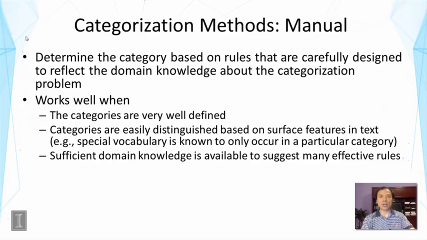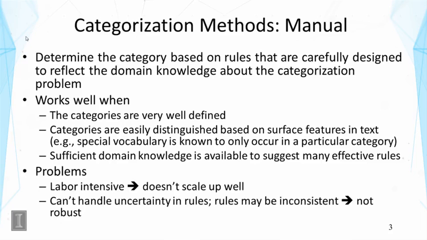Secondly, the categories have to be easily distinguished based on surface features in text. So that means superficial features like keywords or punctuations or whatever you can easily identify in text data. For example, if there is some special vocabulary that is known to only occur in a particular category, that would be most effective because we can easily use such a vocabulary or pattern of such a vocabulary to recognize this category. Now, we also should have sufficient knowledge for designing these rules, and if that's the case, then such a method can be effective, and so it does have applications in some domains and sometimes.